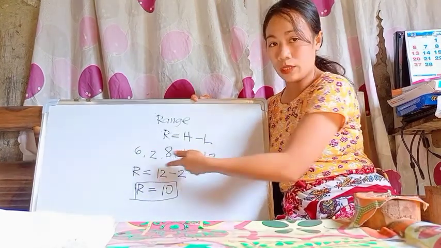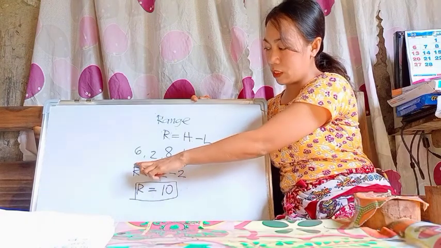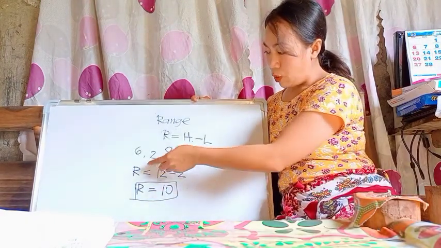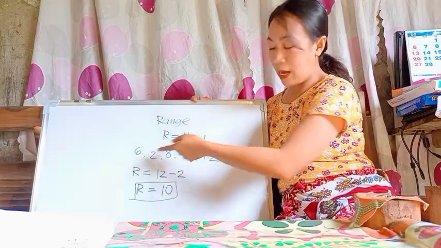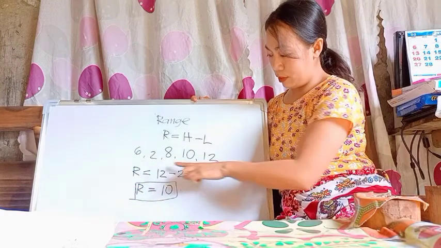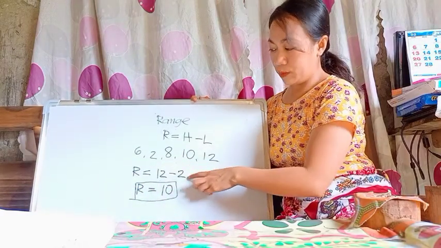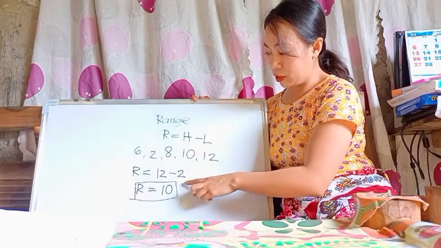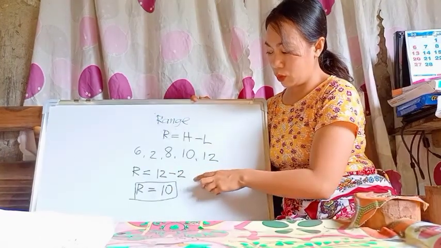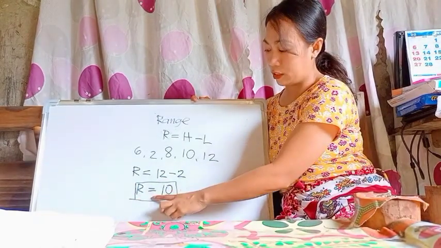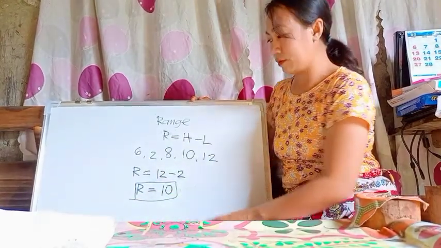So here is the example given. We have 6, 2, 8, 12, and 10. First step, we must find the highest number here, which is 12, and the lowest number, which is 2. Then simply subtract the numbers. So 12 minus 2, therefore the answer is 10. So range, or R, is equal to 10.